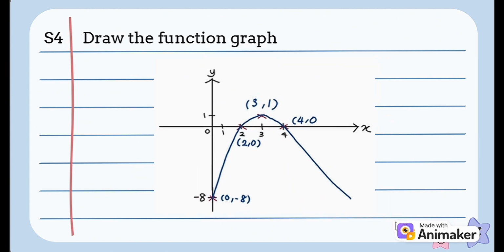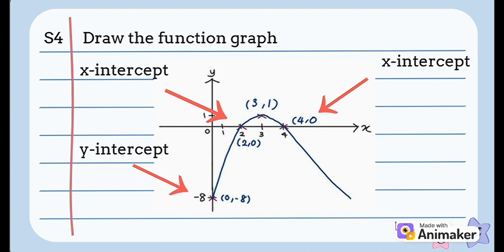So here is the last step, where we get the shape of the graph after getting the vertex, x-intercept, and y-intercept values. So here is the coordinate of y-intercept. These are the coordinates of x-intercept. And the last one, this is the coordinate of vertex. Don't forget to label the equation after plotting and labeling the coordinates.